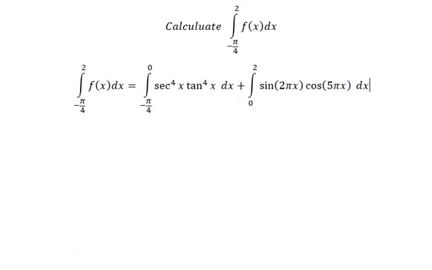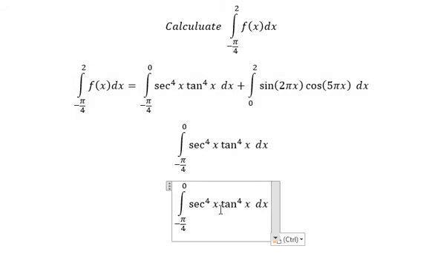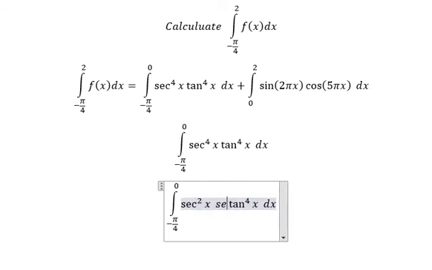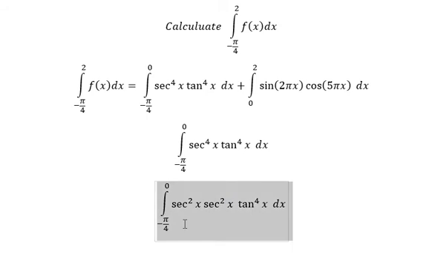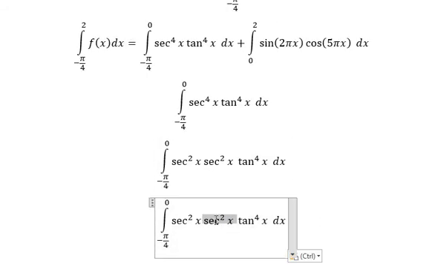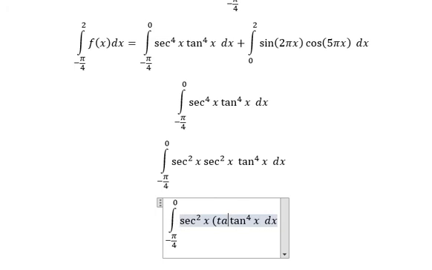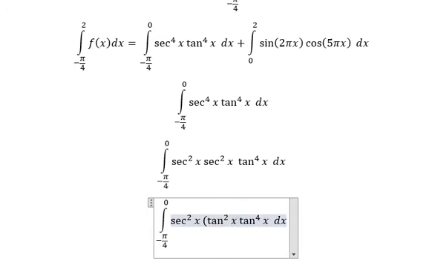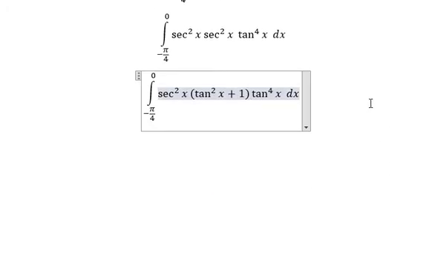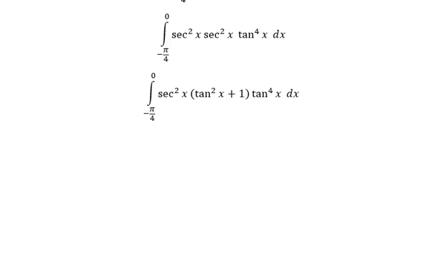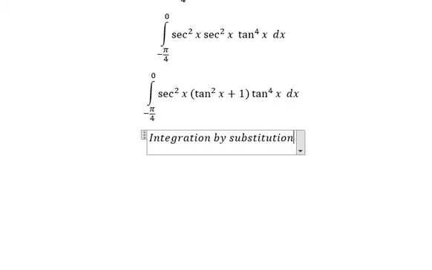Now, I will concentrate on this one first. About secant of s to the power of 4, we can write secant of s squared times secant of s squared. Next, secant of s squared we can change into tan s squared plus 1. And now, we need to use integration by substitution. So I will put u equals tan s.